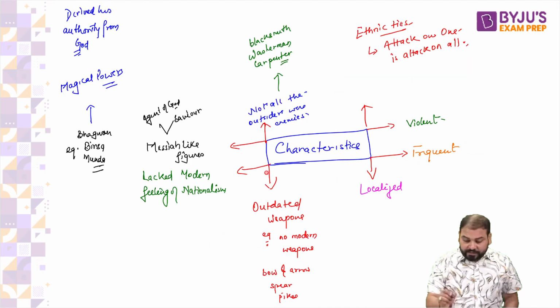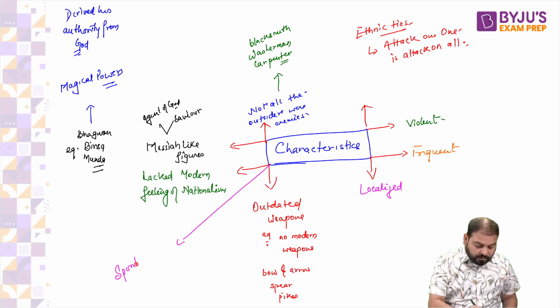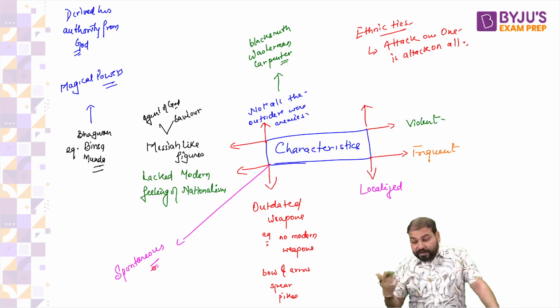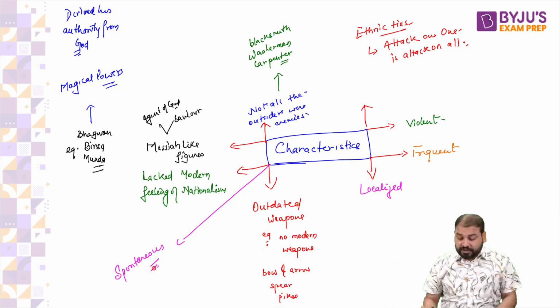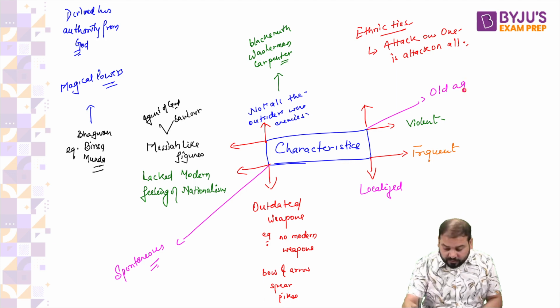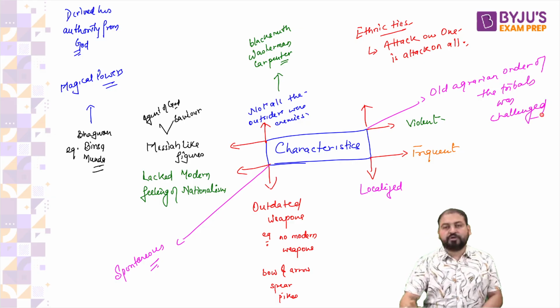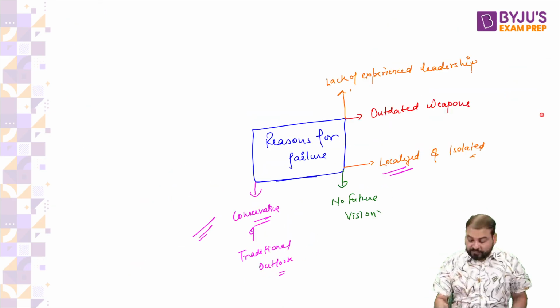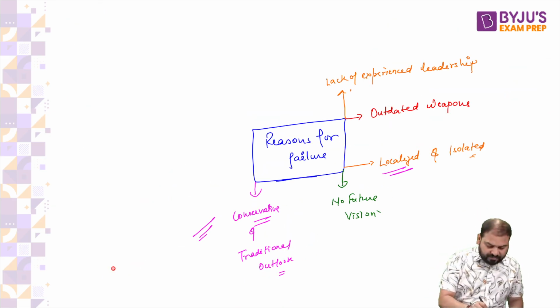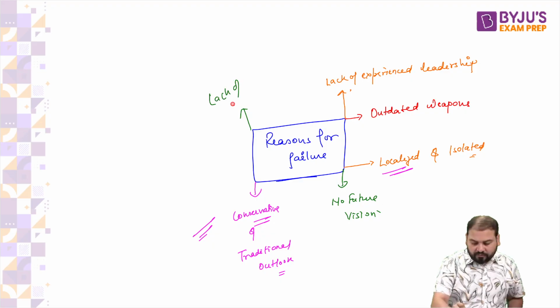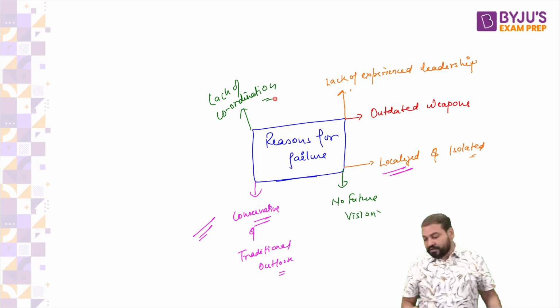Okay, one point I had left here. Remember, they were spontaneous. That is, they did not go for a very well organized, fighting strategy. And most of the times their fight was because the old agrarian order of the tribals was challenged. The way they were living was challenged by the outsiders. I will take this at times lack of coordination, because they did not have the modern means of communications.